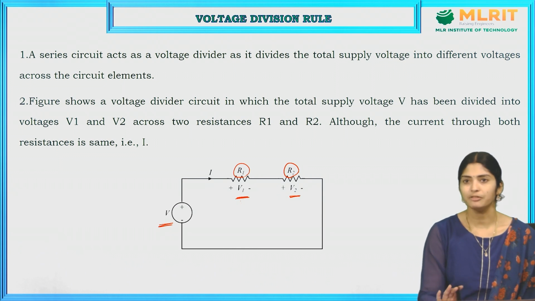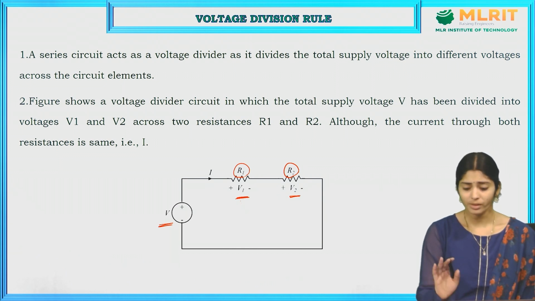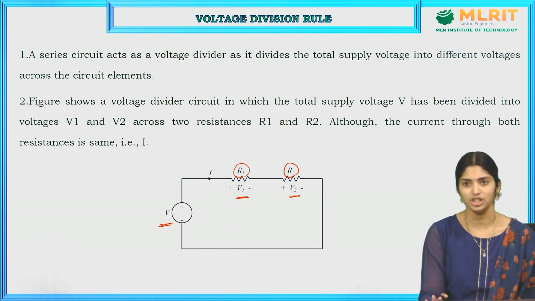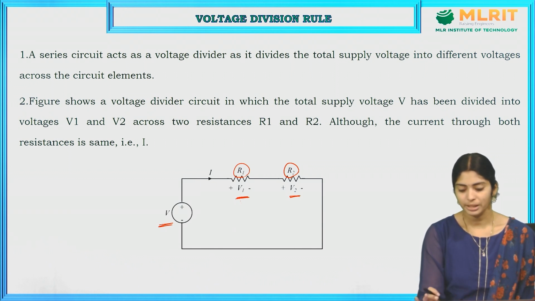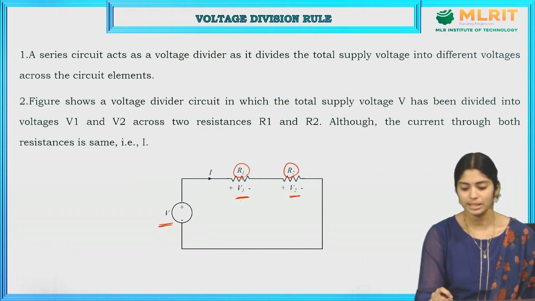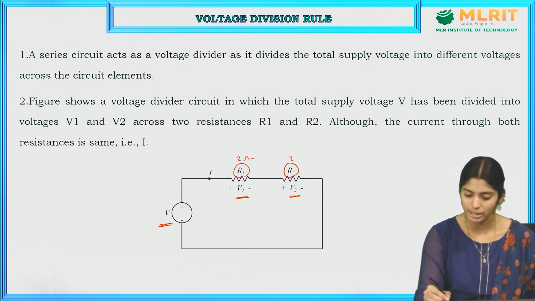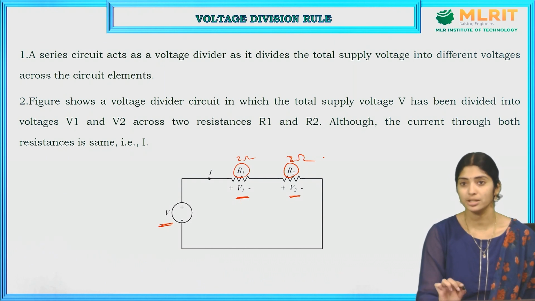A drop will definitely be there across each resistor, but the drop may or may not be equal across each resistor, because every device or element is a separate element. Across R1 there is V1 and across R2 there is V2, but these two voltages may or may not be equal. For example, if both are 2 ohms, these are the same resistors, so the voltage drops across them will also be the same. We can't judge like that.